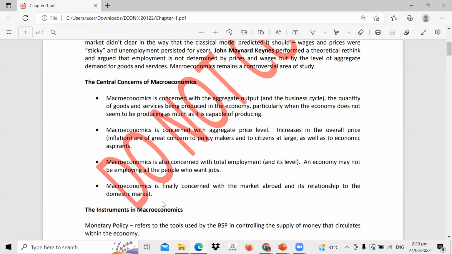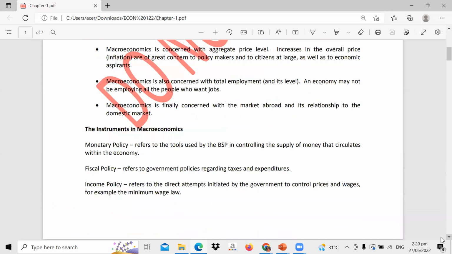And lastly, we have it here. It is concerned with the market abroad and its relationship to the domestic market. So we're talking about international trade. So these are the four central concerns of macroeconomics. And again, as I mentioned earlier, these are the instruments in macroeconomics, like our monetary policy. This refers to the tools used by the BSP in controlling the supply of money that circulates within the economy.